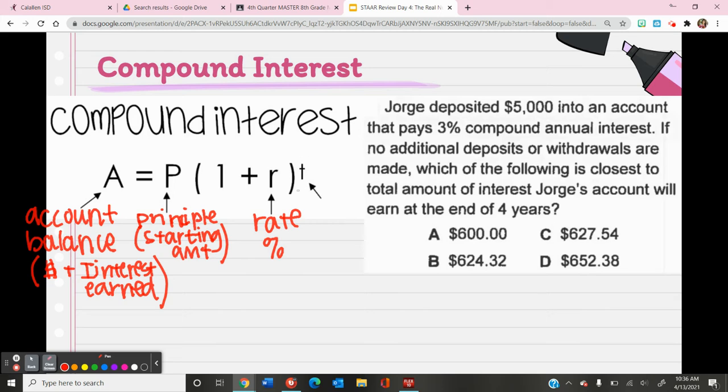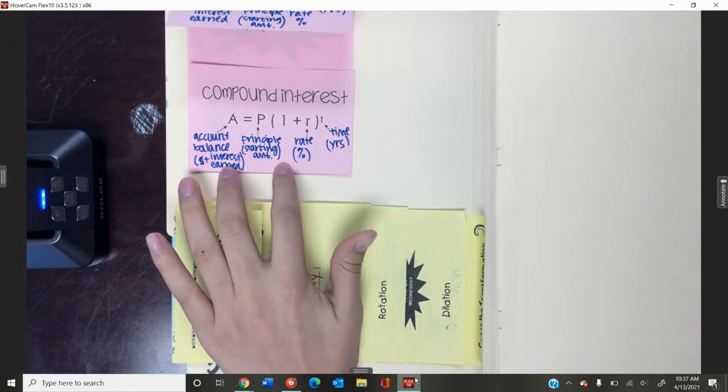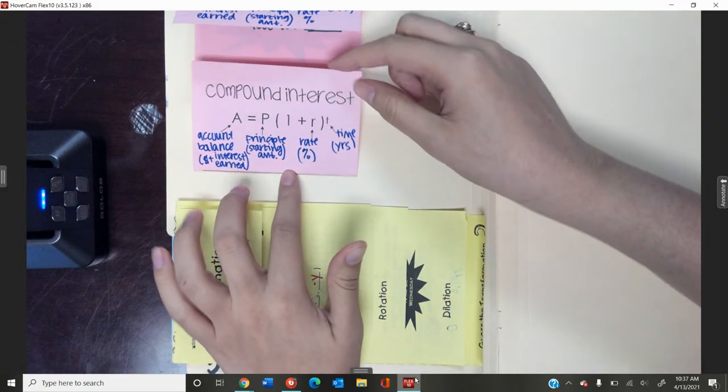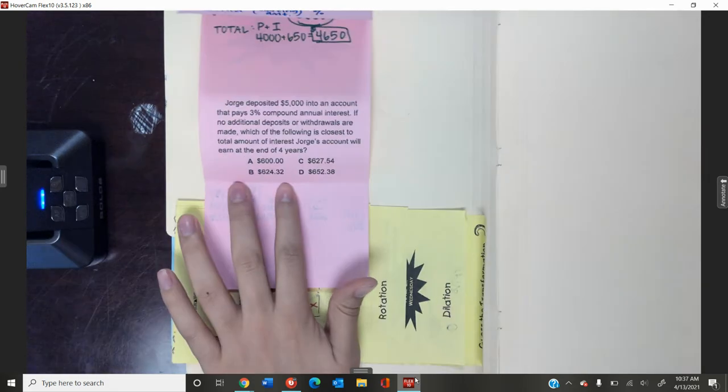Now, it's very important that you remember that this is to the power of t. We're not multiplying t. So on your calculator, you have to use the caret top. And again, this is time in years. So looking at our foldable now, this is what you should have written down for compound interest. So now we're going to go ahead and open this up and we're going to look at our example.